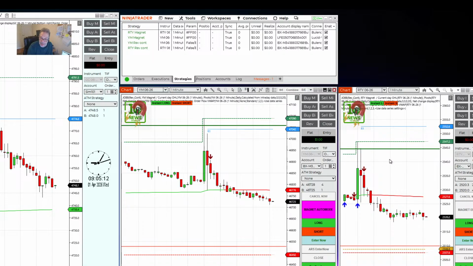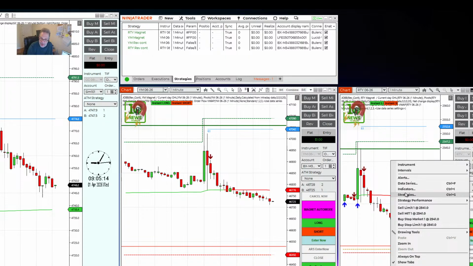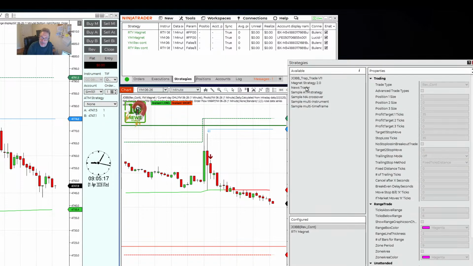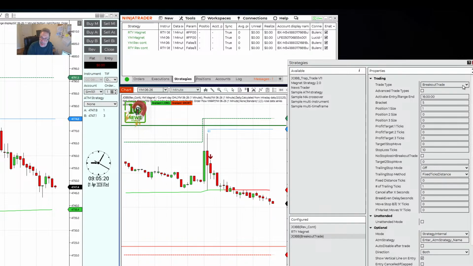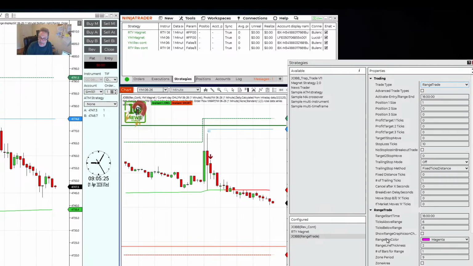RTY, let's put our range trade on. That's our main trade. Right click strategy, double click news trader, change the trade type to a range trade. And our RTY range start time is 9:25:00. 6 ticks above the range, 6 ticks below the range. Check. Show range graphics on chart. Up at the top, make sure you chose range trade, and then range end is 930.00.